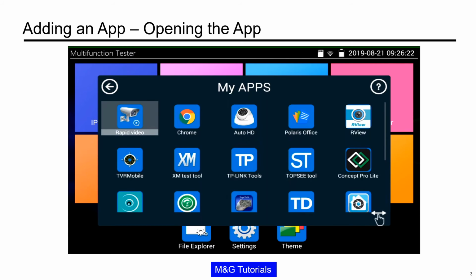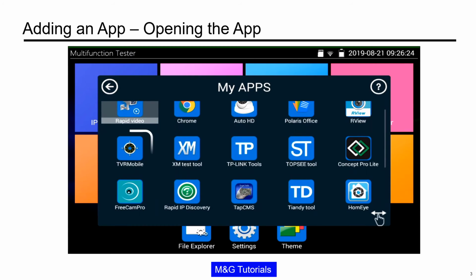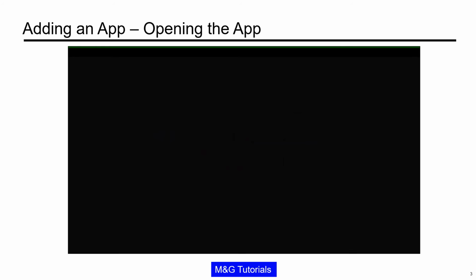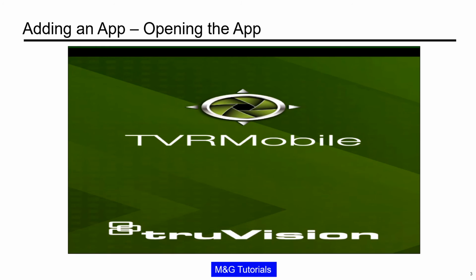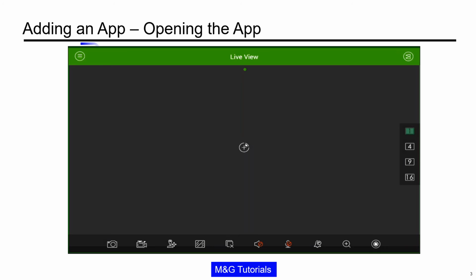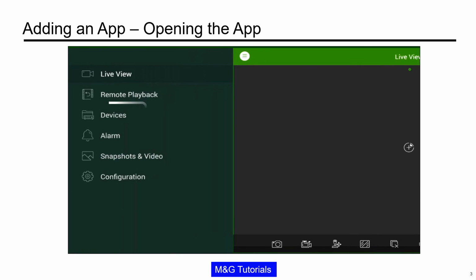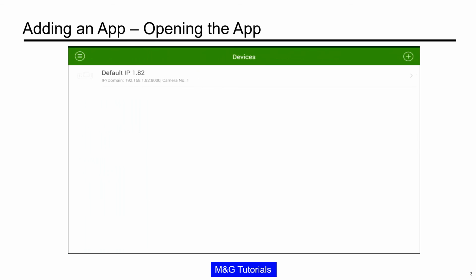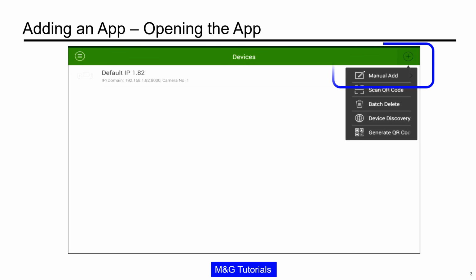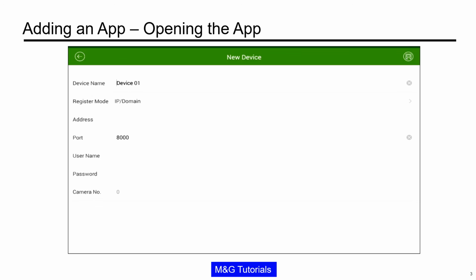Opening the app, select My Apps, select TVR Mobile. To add a site, select the menu icon. Select devices. Select Add, Manual Add, complete the details and then click Save.